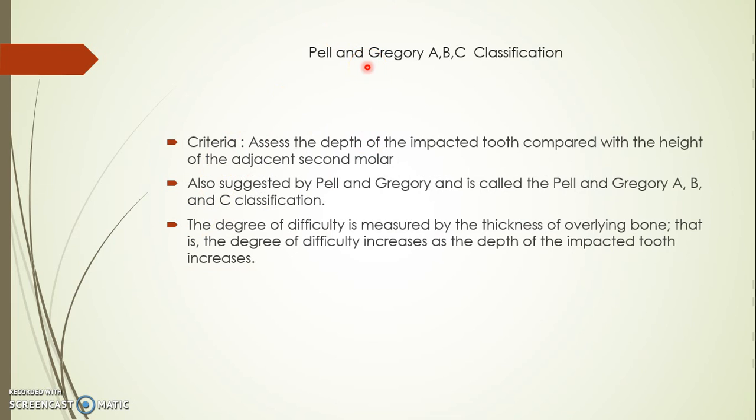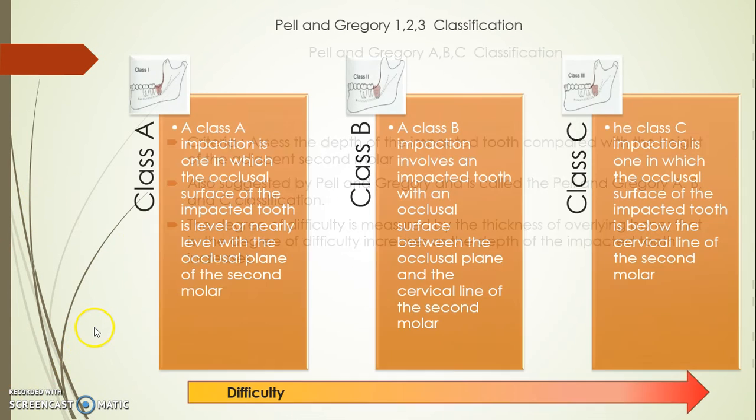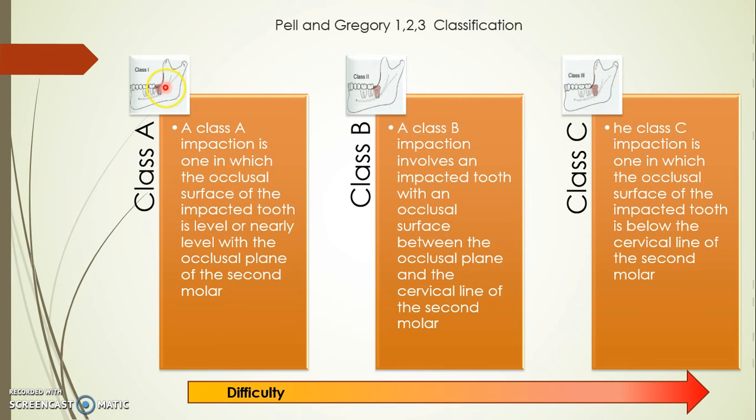The same guys have developed another classification system, but now they give it letters, not numbers, like A, B, C. This type of classification system assesses the depth of the impacted tooth compared with the height of the adjacent second molar occlusal plane. So let's have a picture of it here.